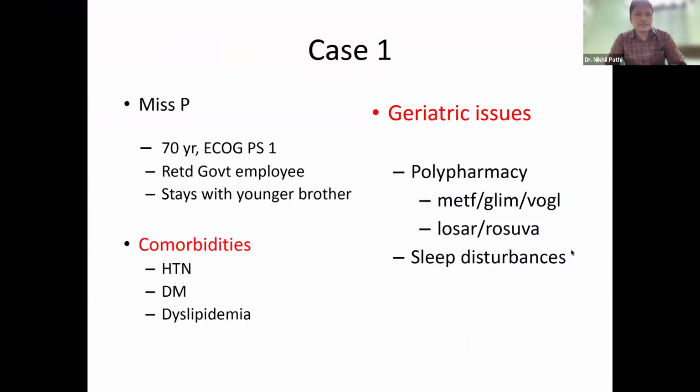So the first case for today is Miss P, who is an active 70-year-old lady with a good performance status. She was a retired government employee who is currently staying with her younger brother. She is a known diabetic and hypertensive for the last 15-20 years and has been on regular medication for the same. She was also found to be dyslipidemic for the last 4-5 years, and she was on some statins for the same. Of late, she also complains of some disturbance in falling asleep or the sleep duration, and she takes about more than 5 medicines for all these comorbidities.